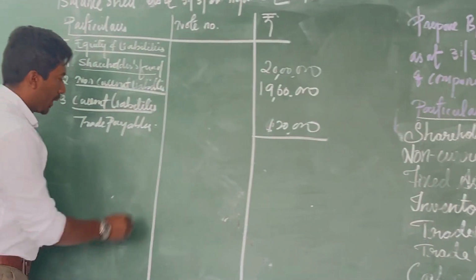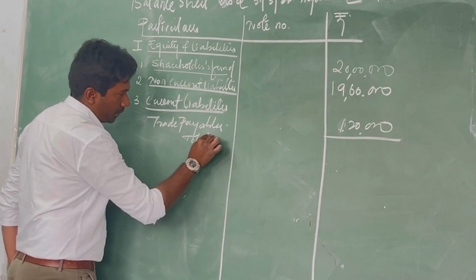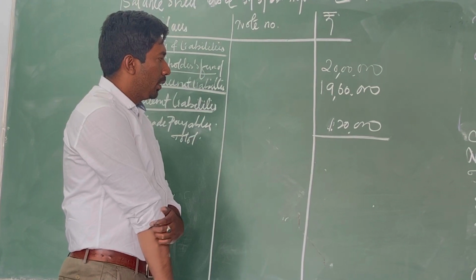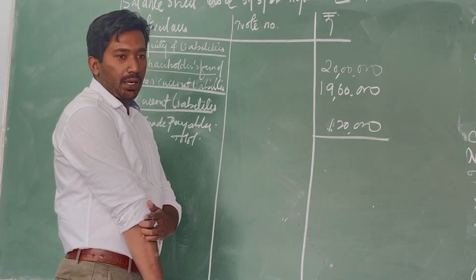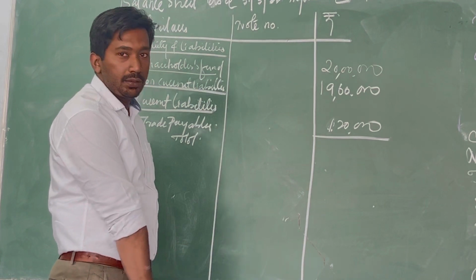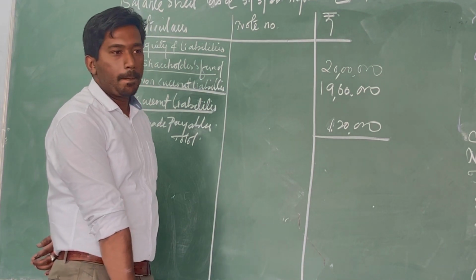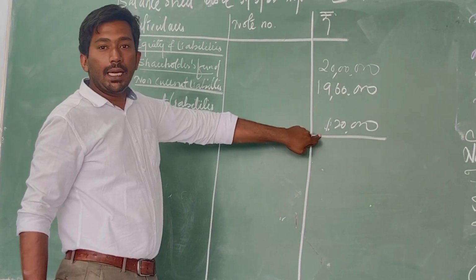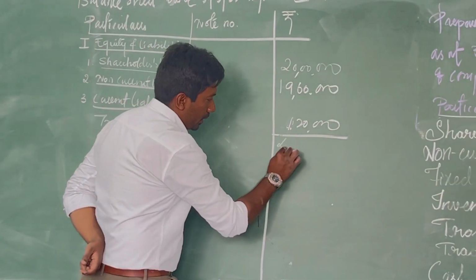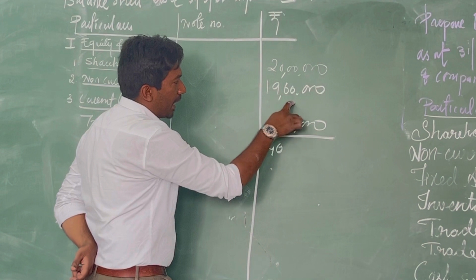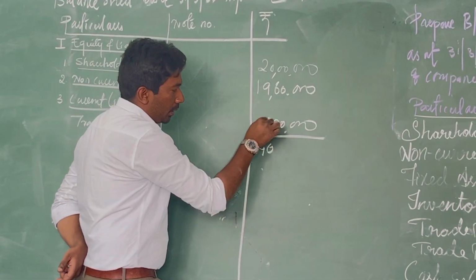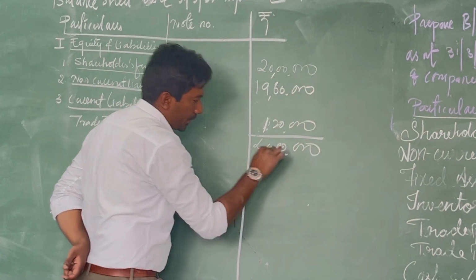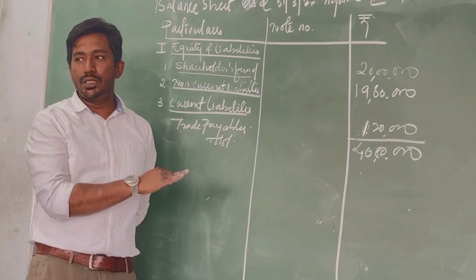Now total all the items. How much are you getting? 40 lakh 80,000. How come? 20 plus 19 lakh 60,000 plus 1 lakh 20,000. 20 plus 20, 40 lakh 80,000. So this is 40 lakh 80,000. Over. Till here you have understood, guys?